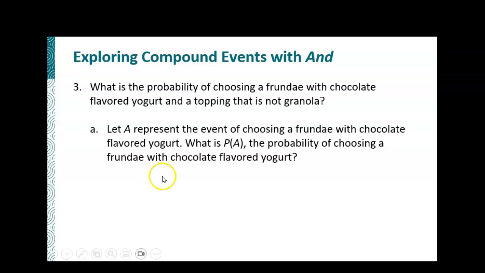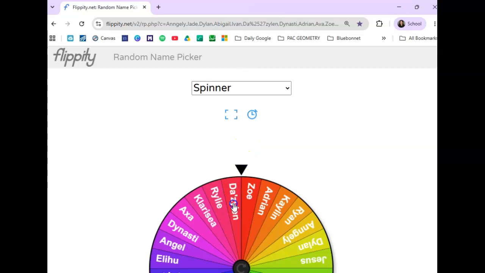Okay? You're doing numbers 3, part A, B, and C, just like we did together. Okay? I'm going to give you 3 minutes. Probability of choosing chocolate.